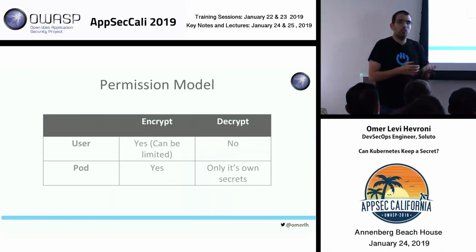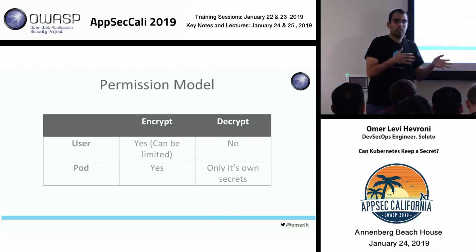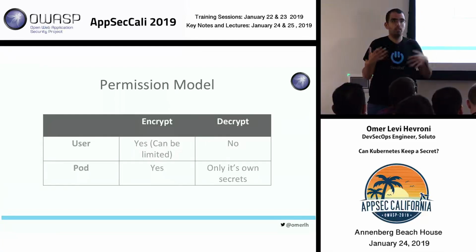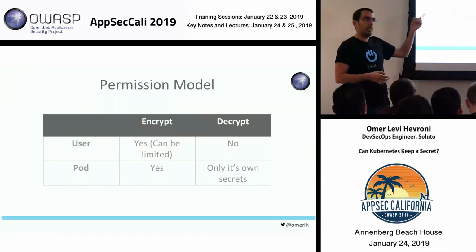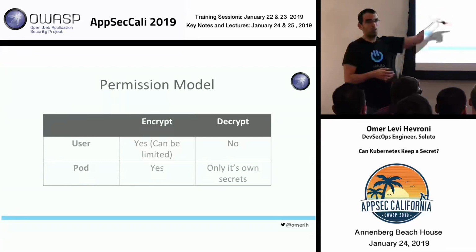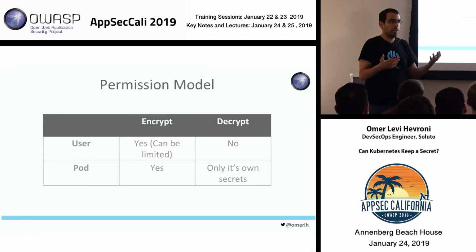So the first thing I want to talk about is Camus permission model. We spent a lot of effort making sure that Camus by default is secure, and you don't need to worry about configuring a permission model each time. So any user can encrypt, but no user can decrypt the data. There is no admin role or something like that that lets you decrypt the data. Once you encrypt it, there is no way to decrypt it back.